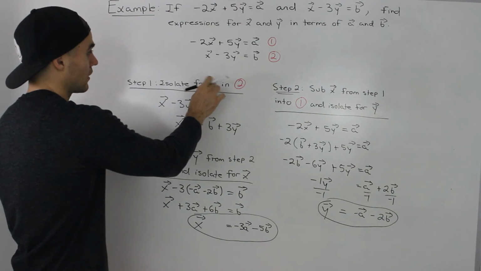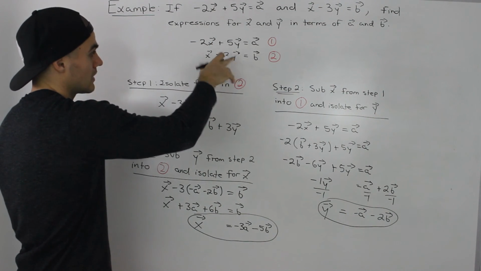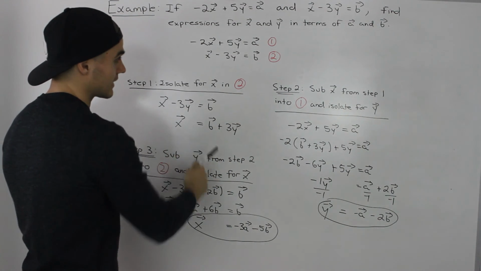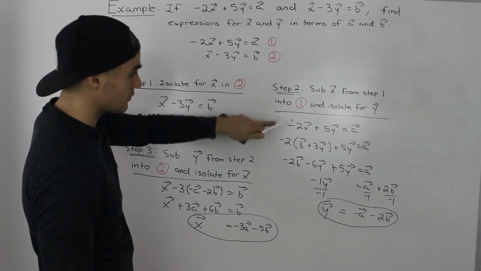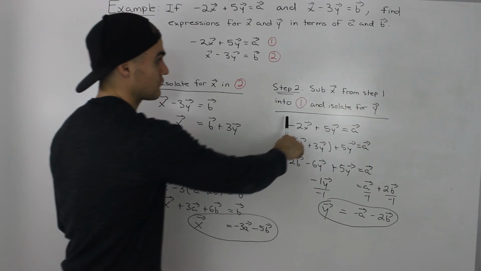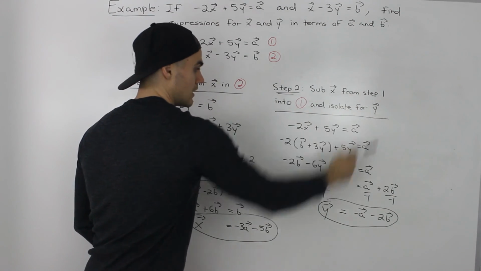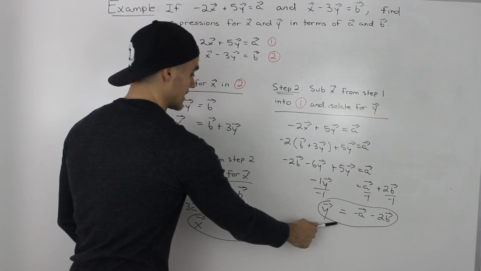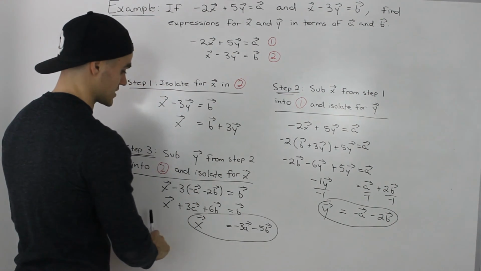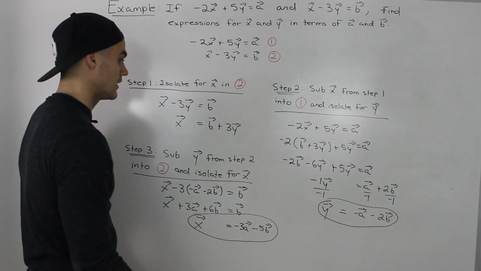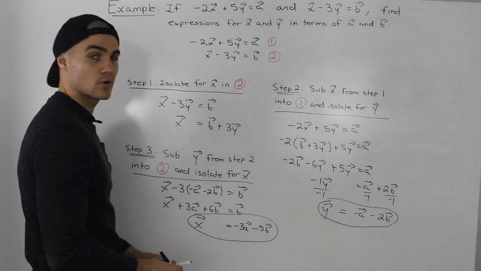You isolate for x or y in one of the expressions, then take that x or y, sub it into the other expression, and then isolate for the other vector, and then take that vector, sub it into one of the expressions, and isolate for the remaining one, and then you'll get your expressions.